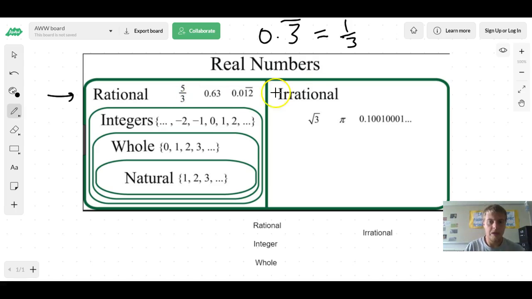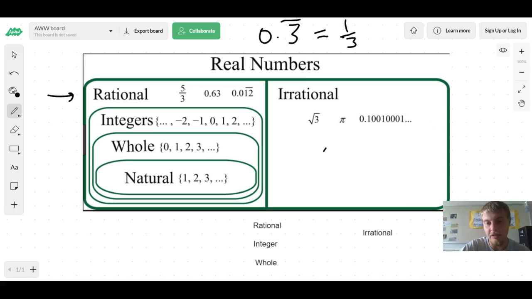Okay. The second largest group is this irrational group. This is anything that can't be written as a fraction. And really what that means is it's a decimal that goes on forever and doesn't repeat. As you can see, we got 1, 0, 0, 1, 0, 0, 0, 1, 0, 0. So the number of zeros in between keeps increasing.